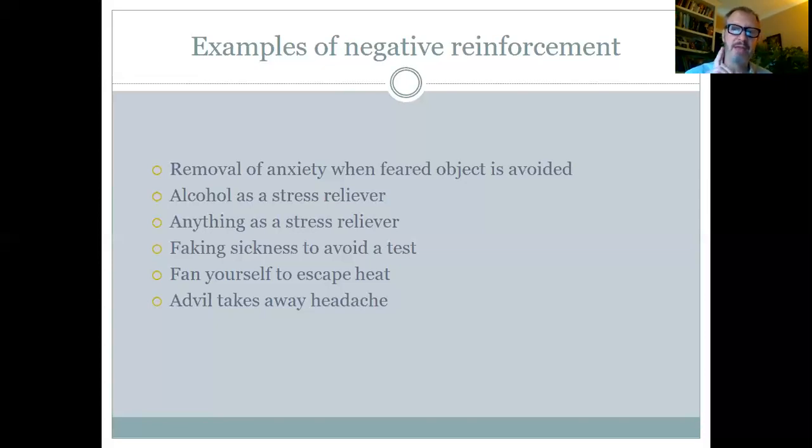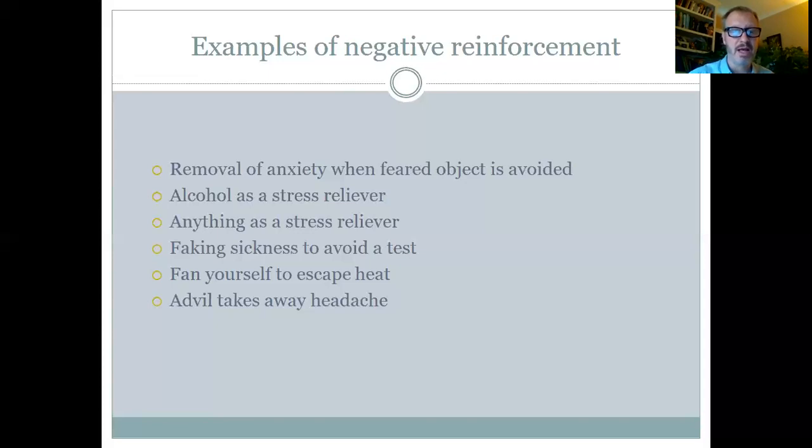Again, the question is, is the behavior increasing or is it decreasing? If it's increasing, then that's reinforcement. Then the next question you should ask yourself is, was something being given or something being taken away? When something's being given, usually someone's being given something that's pleasant, nice, cookies, food, praise, those sorts of things. Those are positive reinforcement. Negative reinforcement is when you take away something that is unpleasant that's already in the environment.